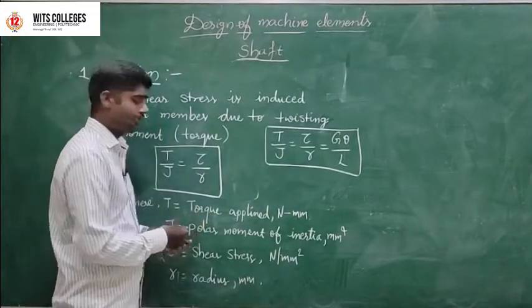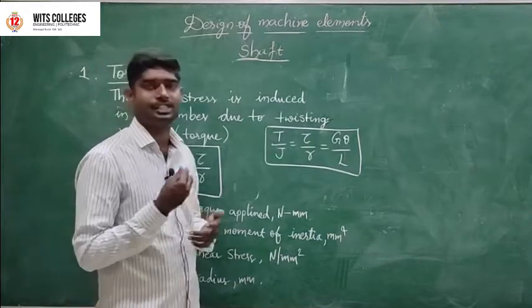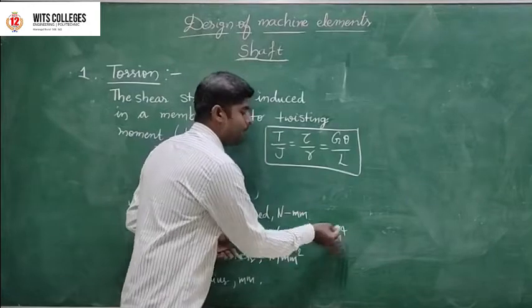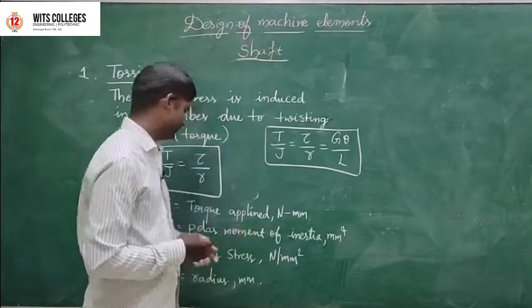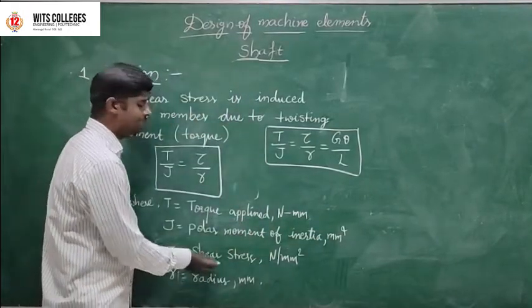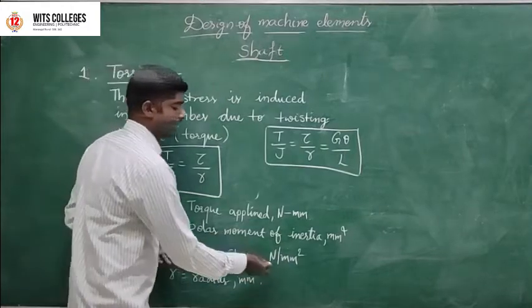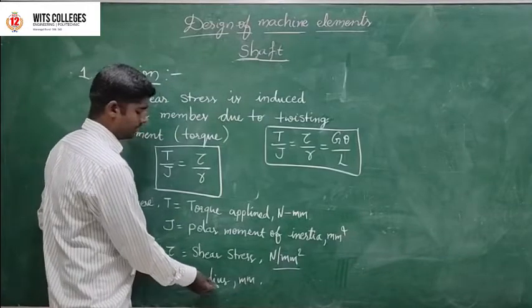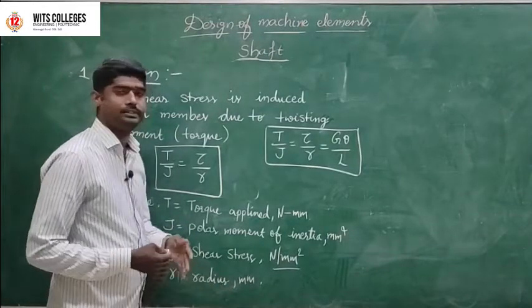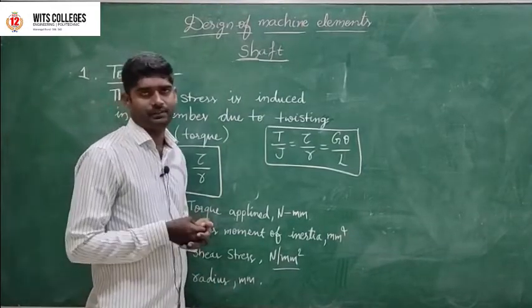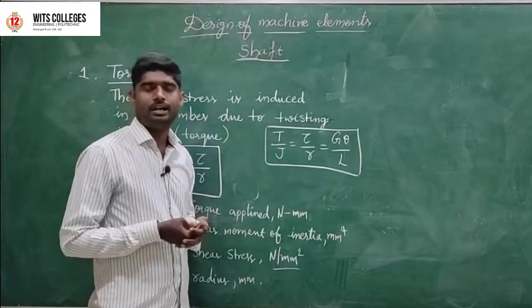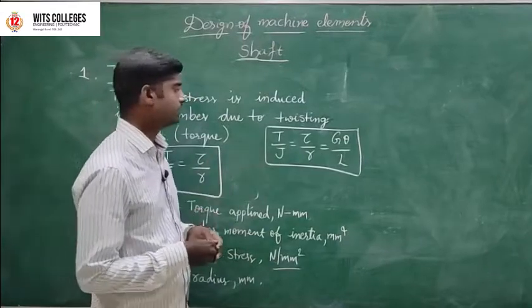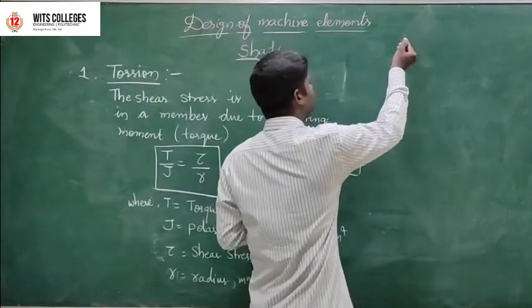Next, J is the polar moment of inertia, with units mm to the power of 4. Tau is the shear stress, in newtons per mm square. R is the radius of the shaft, either hollow or solid, with units mm.